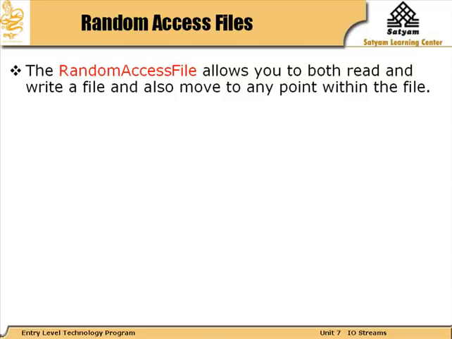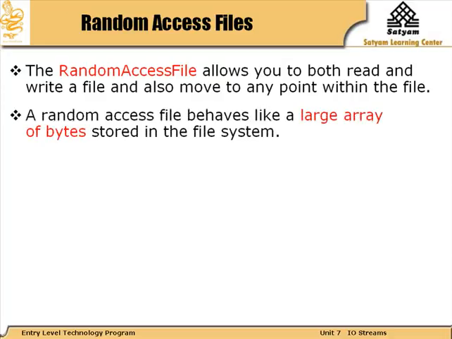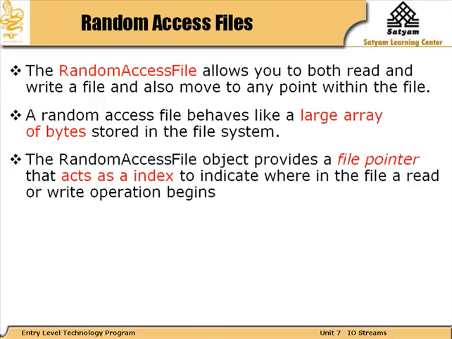Now let's talk about random access files. Random access files not only allow you to read and write the file, but also move to any point within the file. Because of this ability, it can be used to search and update files. A random access file object behaves like a large array of bytes. The random access file object acts as a pointer which indicates where in the file a read or write operation begins.